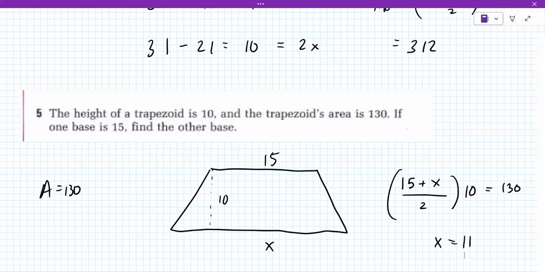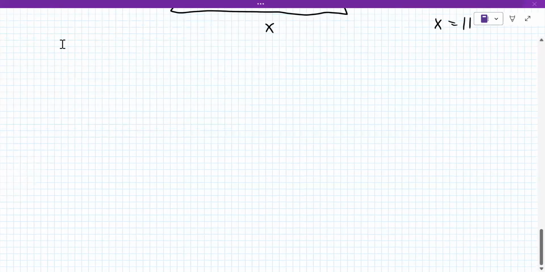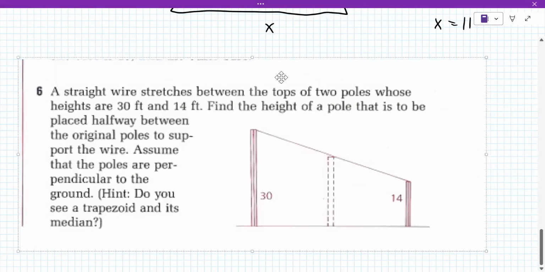All right, so next problem here is number 6. Number 6, lots of words on this one, but we do get a picture. That's nice. All right, straight wire stretches between the top of 2 poles whose heights are 30 feet and 14 feet. So this is that trapezoid where it's not really oriented the way we like, but these are the bases because they're parallel. Find the height of a pole that needs to be placed halfway between the original poles to support the wire. Assume that the poles are perpendicular to the ground. Hint, do you see a trapezoid on its median, etc.